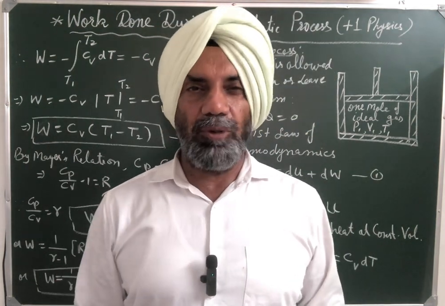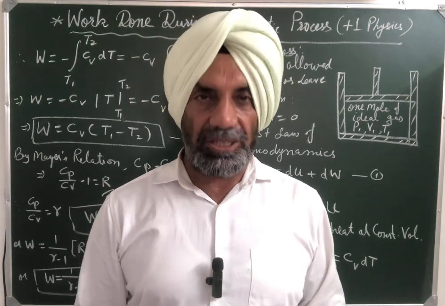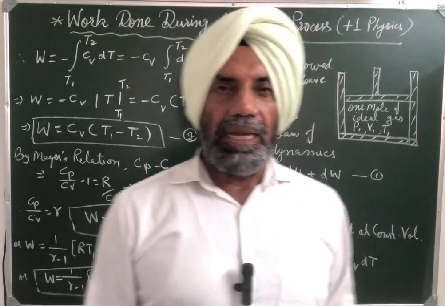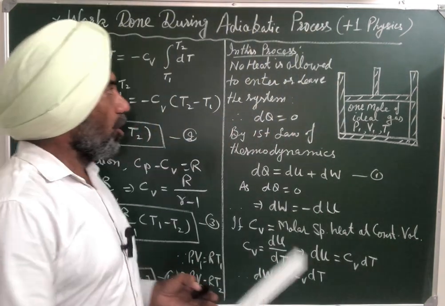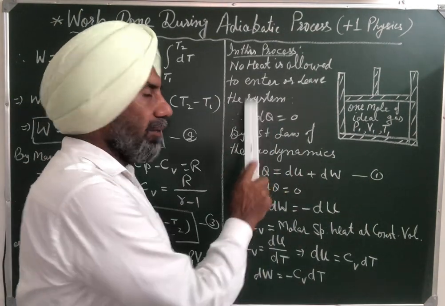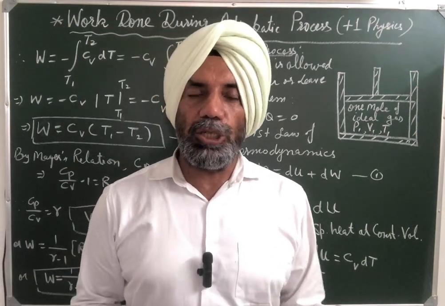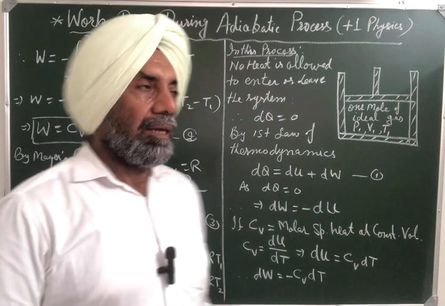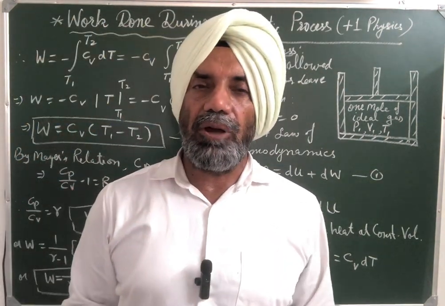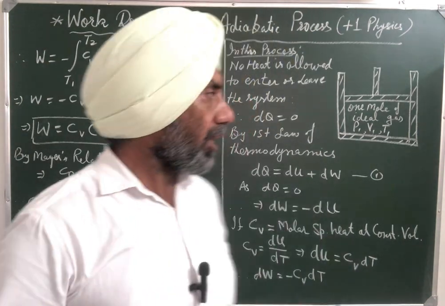In this video I am going to discuss work done during an adiabatic process. Now what is an adiabatic process? It is that process in which no heat is allowed to enter or leave the system. That is dq is 0. The amount of heat supplied or taken during an adiabatic process is 0.